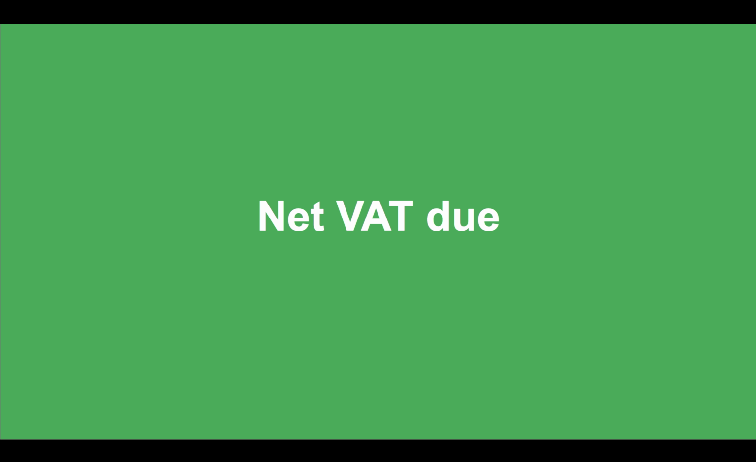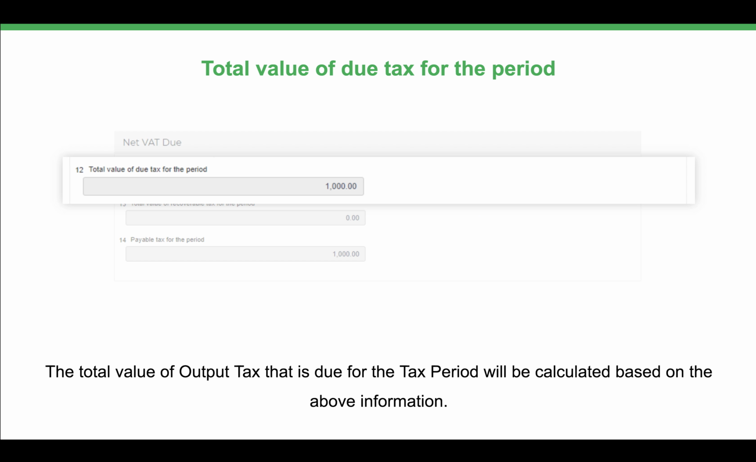The next section being displayed in the VAT return form is net VAT due. Box 12 represents the total value of due tax for the period. The total value of output tax that is due for the tax period will be calculated based on the above information. This will be the sum of the VAT and adjustments column in the output sections.